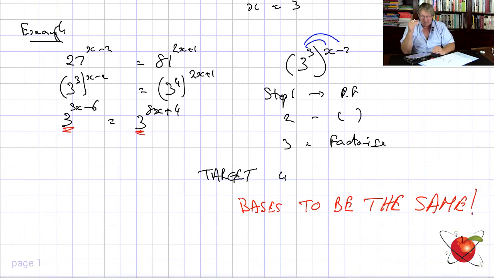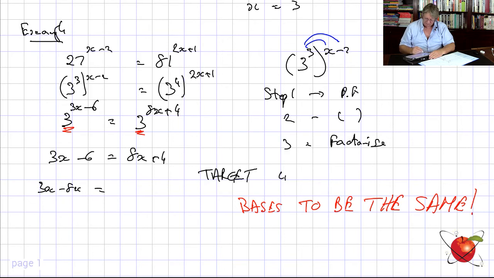Once the base is the same, what do we do? Drop the base, right? So step 5 is drop the base if the bases are the same. Therefore, 3x minus 6 is equal to 8x plus 4. Take that over, you get 3x minus 8x is equal to 10. That's minus 5x is equal to 10. Therefore, x is minus 2, right?